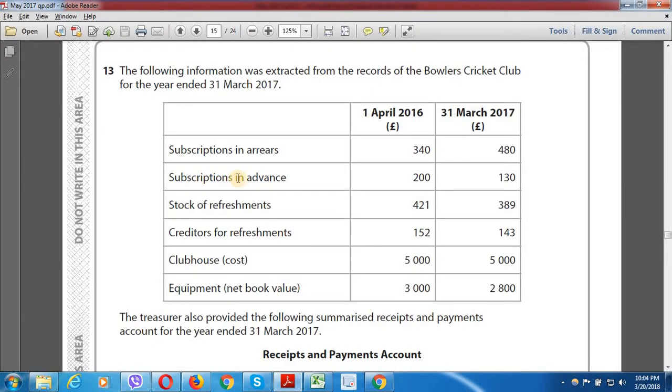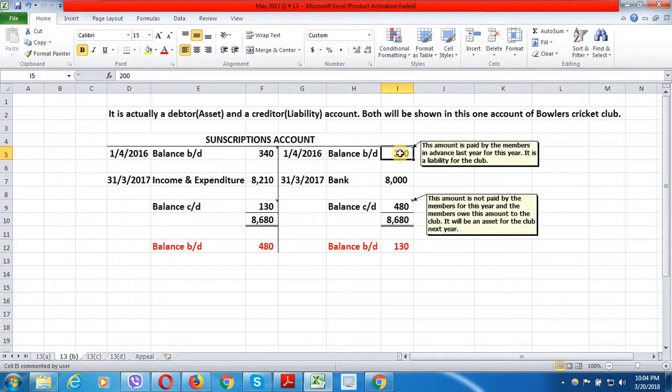Then comes subscriptions in advance, 200. Balance BD, 200. What is this? This amount is paid by the members in advance last year for this year. It is a liability for the club. It is shown in opening liability because some members last year pay their subscriptions in advance for current year. That's why it has been shown as liability in the subscriptions account.